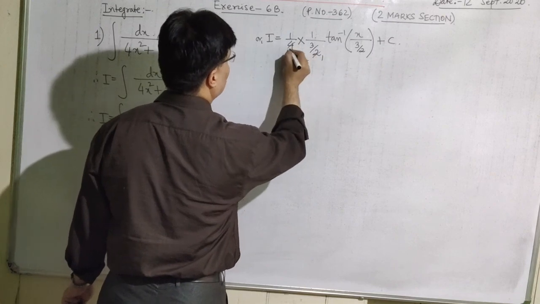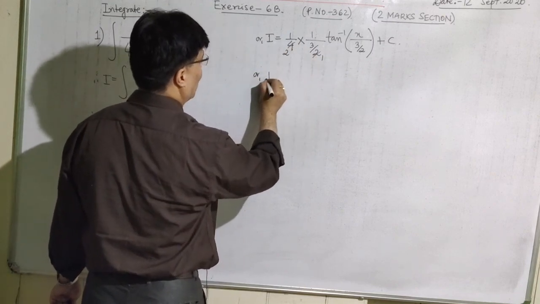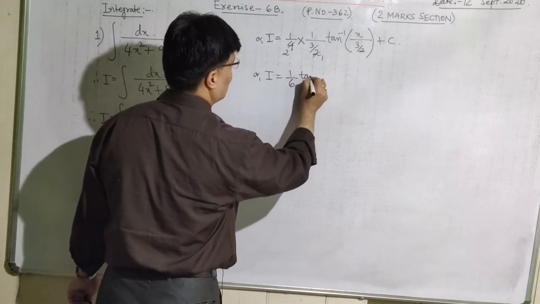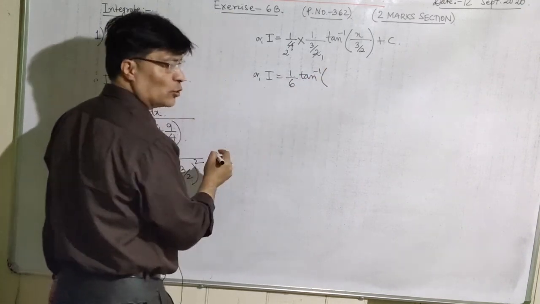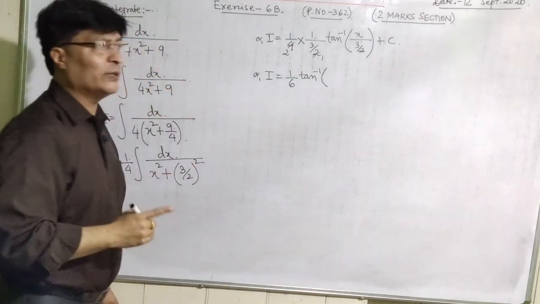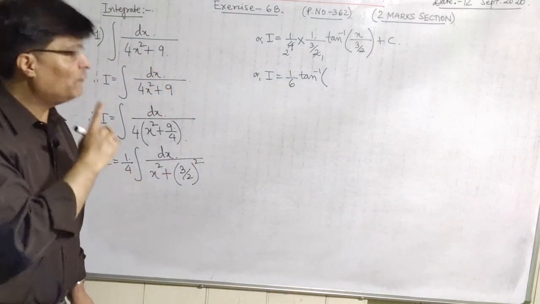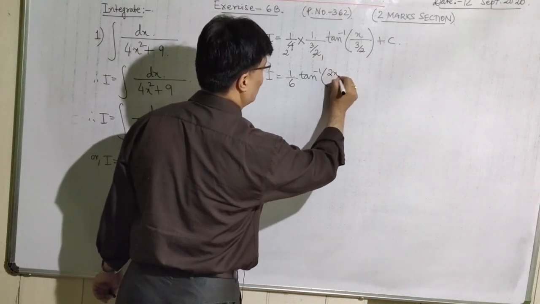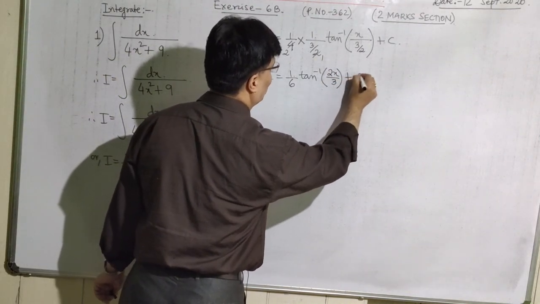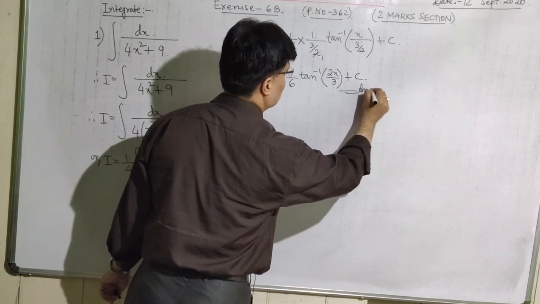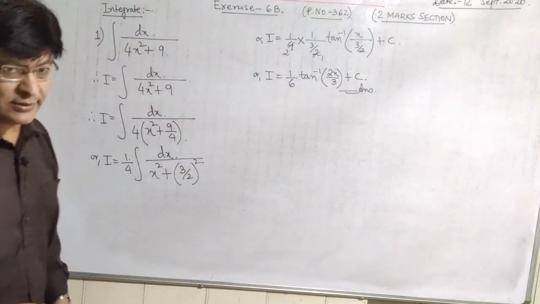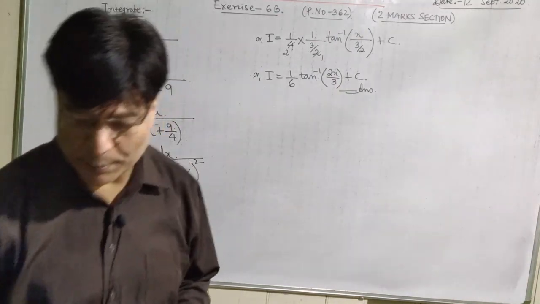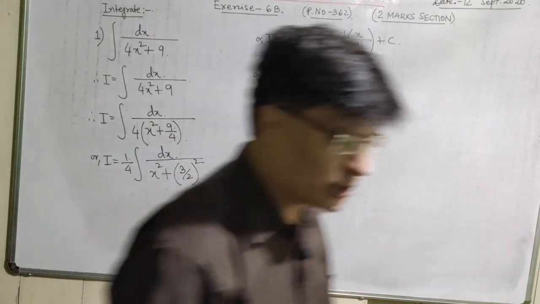So 2 1s are 2, 2 2s are 4. Or I is equal to 1/2, 3s are 6, so it is tan inverse. Within bracket, the denominator 3/2, if it goes up in the numerator, it becomes 2/3. So it is 2x upon 3 plus c. So this is the final answer. I think you have understood it. So you can copy it. Now we will do the next question.